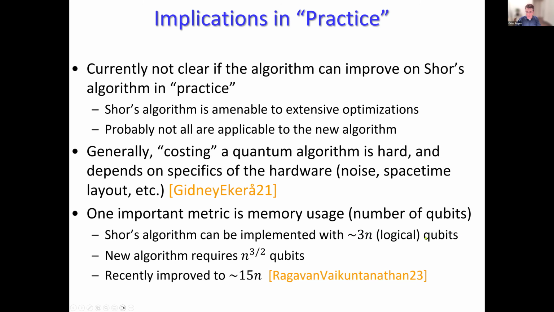There are some really remarkable optimizations you can do. The way I'll present today, the algorithm actually needs much more memory, n to the 3/2 qubits. But a nice result of Regev and Vaikuntanathan shows that you can improve that. I don't know what the record is, but last time I checked it was 15 times n. So it's also linear in n, similar to Shor's algorithm. But it's still not quite 3 times n, so I don't know how much more this can be improved. But at least the memory usage now currently seems reasonable.